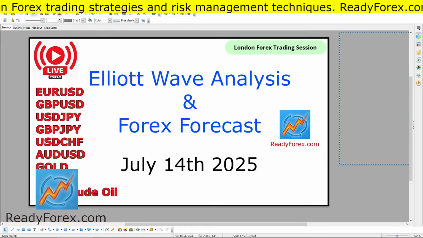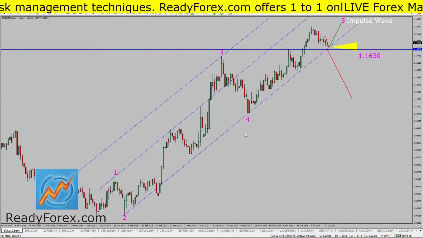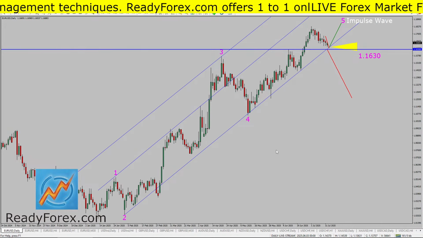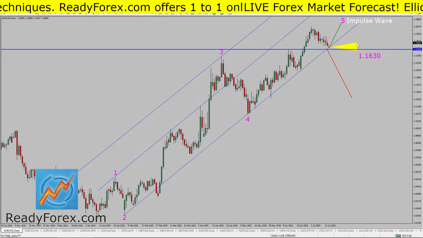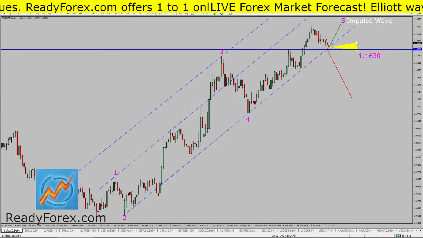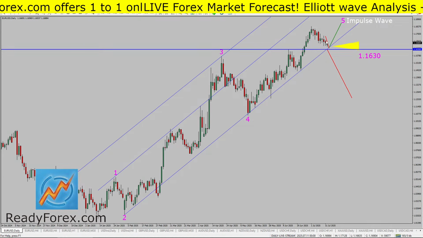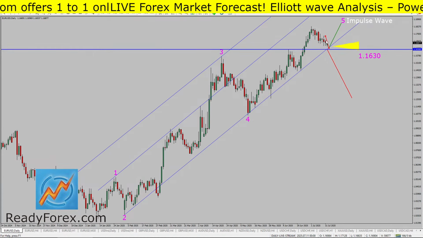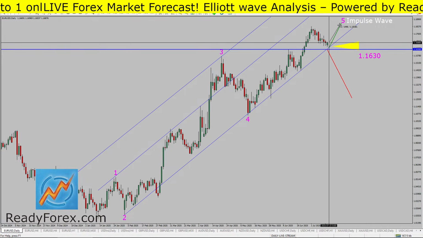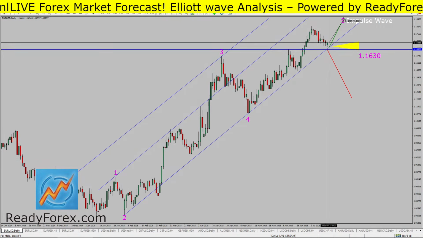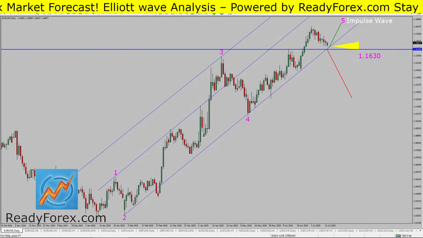Okay, let's get started. Regarding the euro dollar currency pair, at this point in time it seems to me EUR/USD is trying to bounce back up from the 1.1630 level, so hopefully we might get a bullish price action in coming trading days in the EUR/USD currency pair. We'll see how it goes.